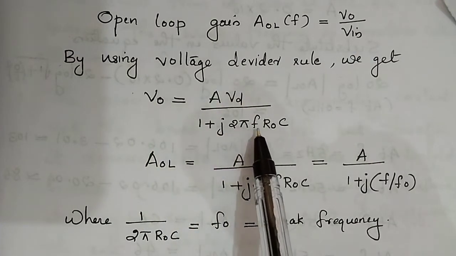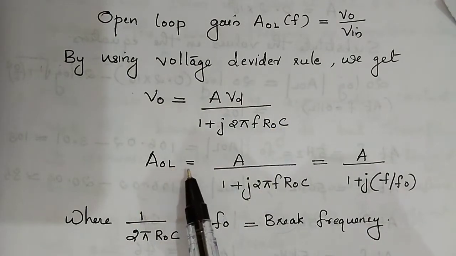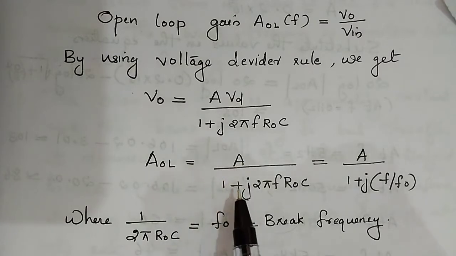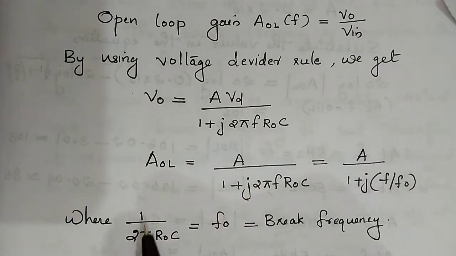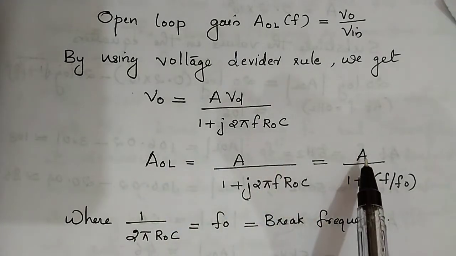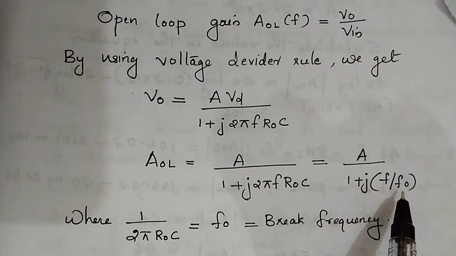plus j 2 pi f R0 C, or we can write it as AOL as a function of frequency is equal to A divided by 1 plus j 2 pi f R0 C. Here we can see that 1 by 2 pi R0 C can be written as F0, which is called the break frequency of the op-amp. So this becomes A divided by 1 plus j into F by F0, where F is the frequency at various instants. Then F0 is the break frequency of the op-amp.